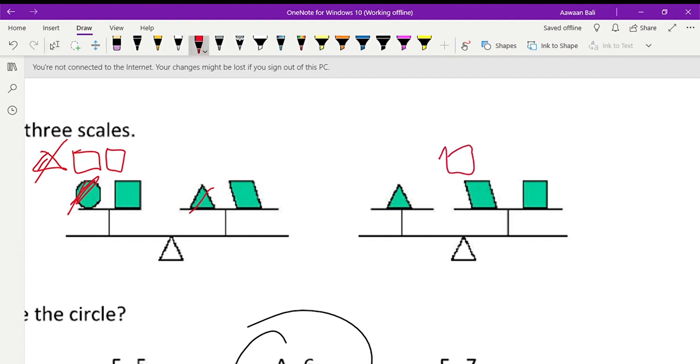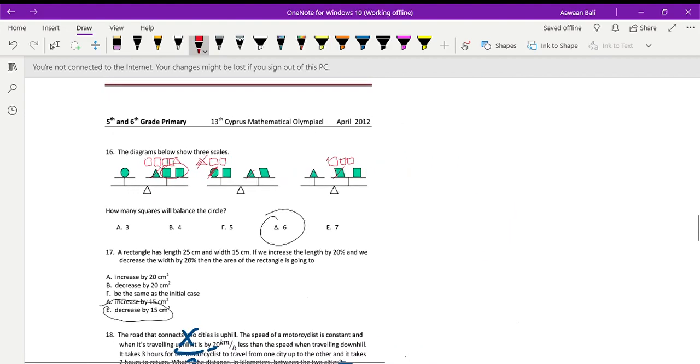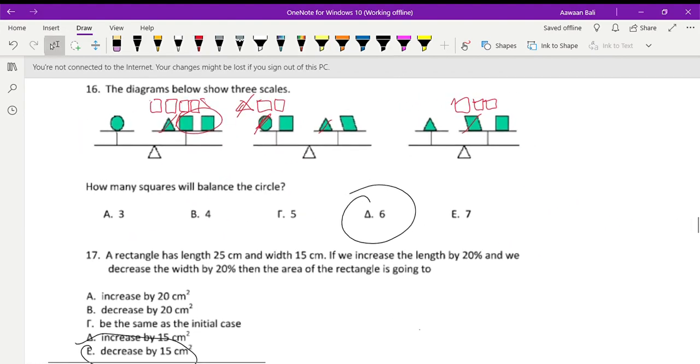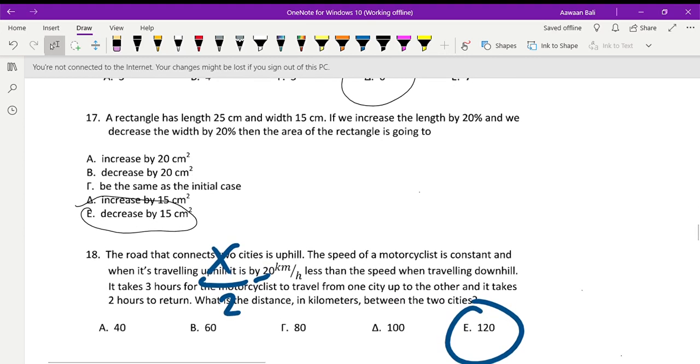So if we put, instead of the parallelogram, the 3 squares. The 4 squares is a triangle. The 4 squares are a triangle. Now if we go back here, we can put 4 squares. So then there would be 6, including the 2 squares here, there would be 6 squares in total, which means you need 6 squares to balance the 1 circle. The answer is delta.